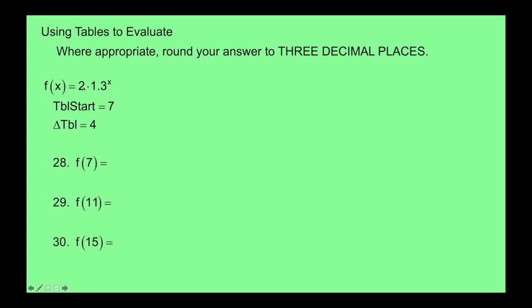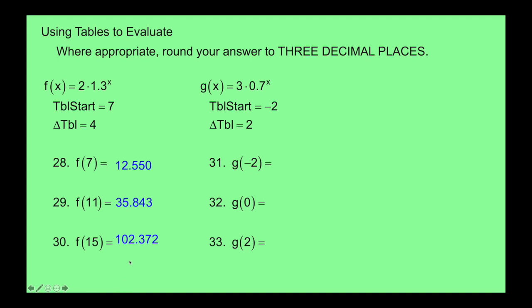Here, if I type in 2 times 1.3 to the 7th, I get my answer here. Then if I type in 2 times 1.3 to the 11th, and finally 2 times 1.3 to the 15th. And then it says to round to 3 decimal places, so these are going to be our answers for 28, 29, and 30.